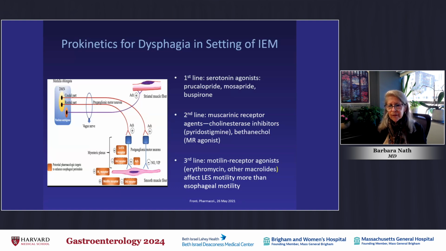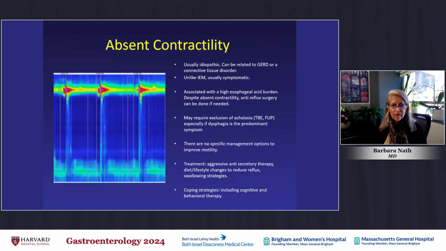The best choice really would be the serotonin agonist. Prucalopride is the one that we have available, which acts in the myenteric plexus. Muscarinic receptor agents act on smooth muscle, and motilin receptor agonists like erythromycin and other macrolides affect the LES primarily rather than esophageal motility. So it's a really limited choice.